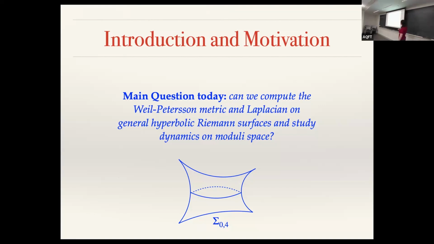The technique that we're going to use is something from physics, something called Liouville conformal field theory. So the idea is to be able to compute the metric, which we're going to do using a combination of analytic and numerical techniques, and then eventually study the spectrum of the Laplacian.